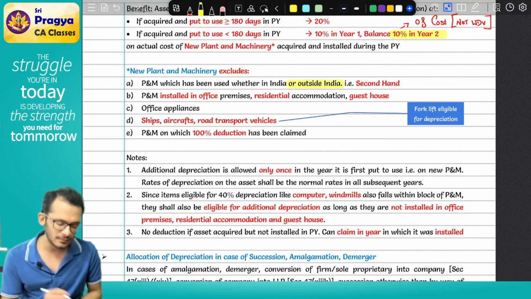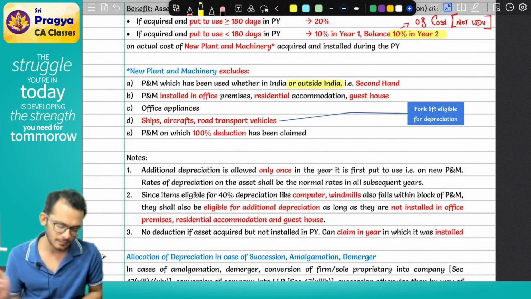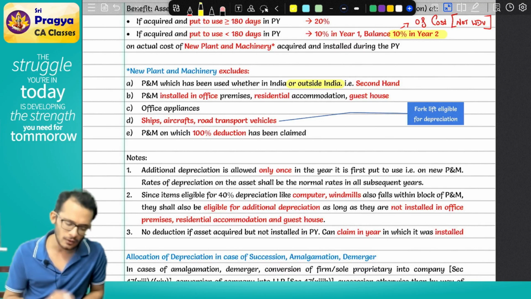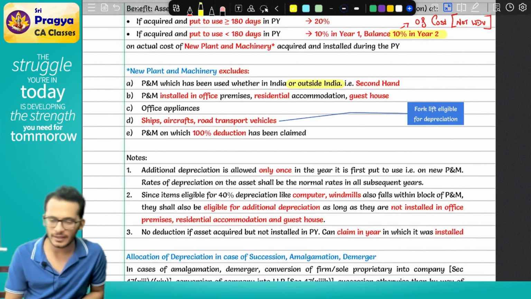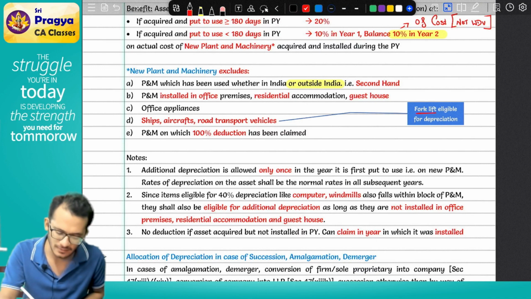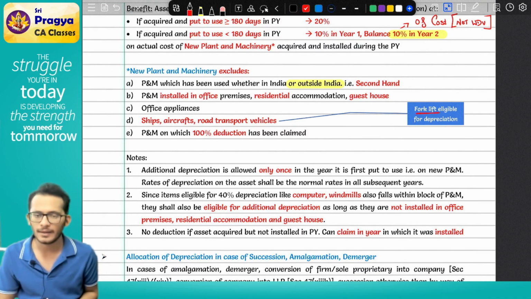Next, plant and machinery installed in office premises, residential accommodation or guest house, because they're not going to be used for the manufacturing process. Then office appliances, because again they are going to be installed in the office. Then any kind of ships, aircraft, road transport vehicles and all, because they are outside the factory, except for forklift. Last item, any plant and machinery on which you can claim 100% deduction.